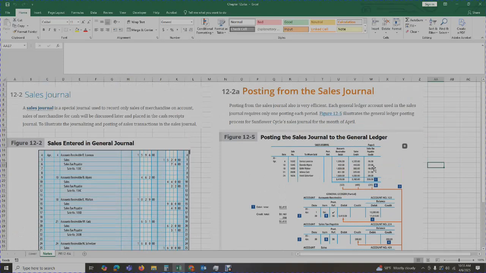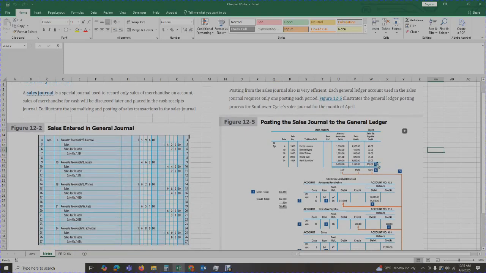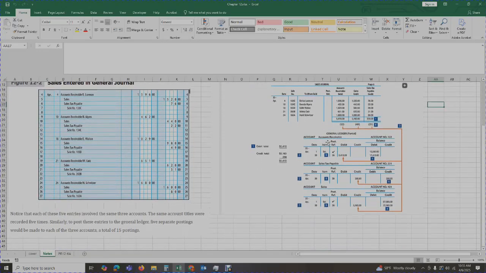Then we're going to create a sales journal, which is a summary of your entries that you have here. Then we're going to tally it up, get our totals. Once we get our totals, we have 3 accounts being affected in this particular scenario. We have accounts receivable, sales tax payable, and sales. So we're going to pick up the grand totals.